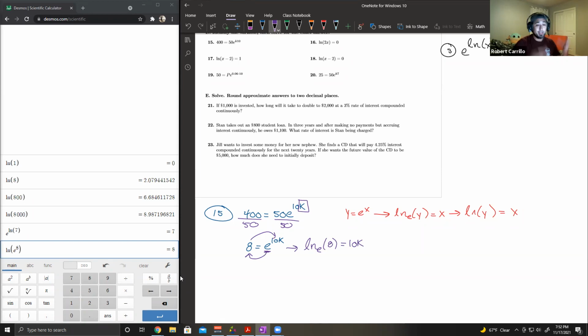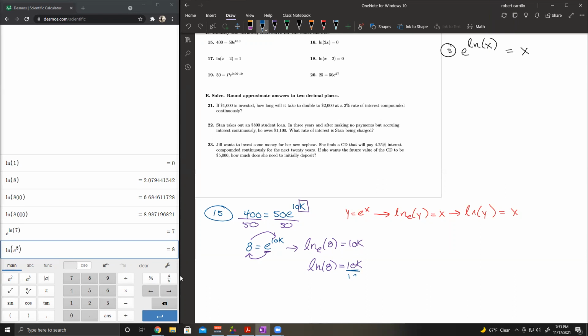Okay, guess what? 10k is no longer an exponent. We have rearranged from exponential to logarithm, and now I want to rewrite this without that base of e, and you get natural log 8 equals 10k. And now to solve for k, we just have to divide by what? 10. There we go.